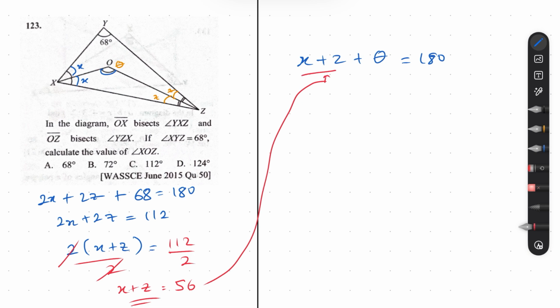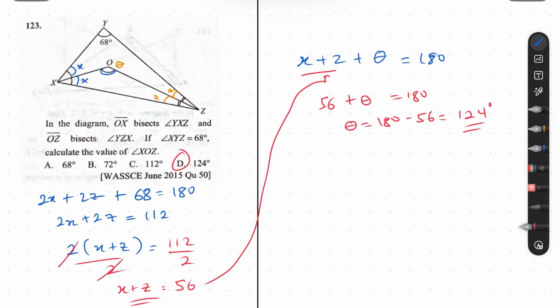Okay, so we can just say 56 plus theta should give us what? 180. Okay, cool. Now we can find our theta to be 180 minus 56, and that will give us what? 124. Okay, so our answer is 124, which is D. Cool.